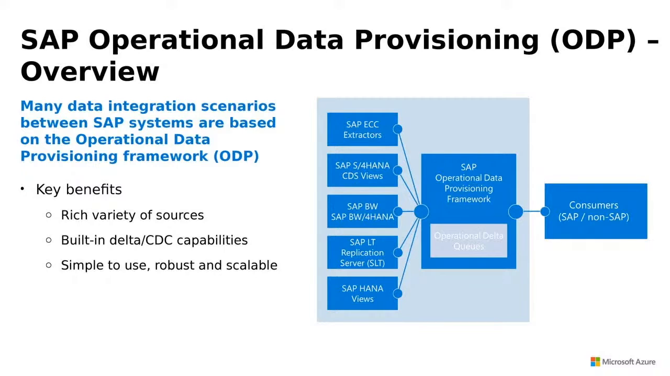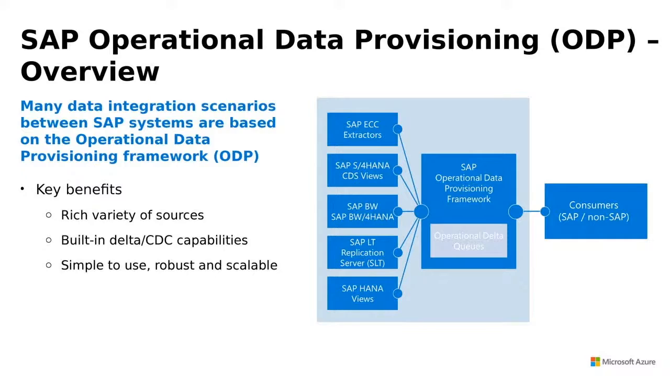The main benefits of ODP, as opposed to the connectivity we used to have in ADF, and which also other vendors have in the SAP world, is that it exposes a rich variety of sources which SAP has built on purpose for data extraction, like the SAP ECC extractors. That's basically the technology and the infrastructure and the objects which SAP has built to feed data from SAP ECC systems, for example, into BW, into Data Warehouse Cloud, into SAP Data Services, all those target systems.